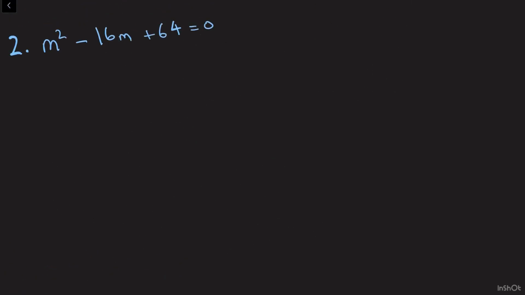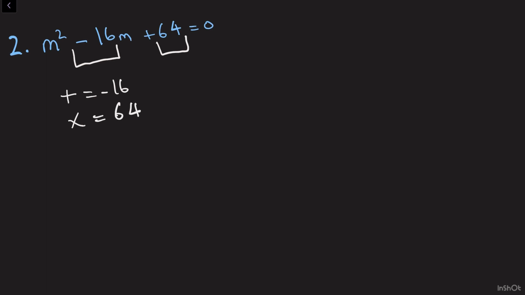Now moving on to the next question. So do the exact same thing. One thing to realize with negative numbers is this whole thing, including the minus sign, is a part of the second number. And we had this number as well. So two numbers have to add together to get minus 16, and two numbers have to times together to get 64.